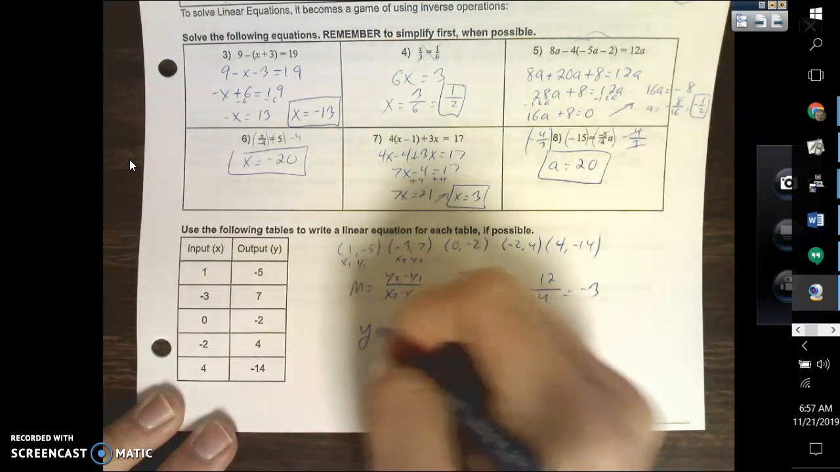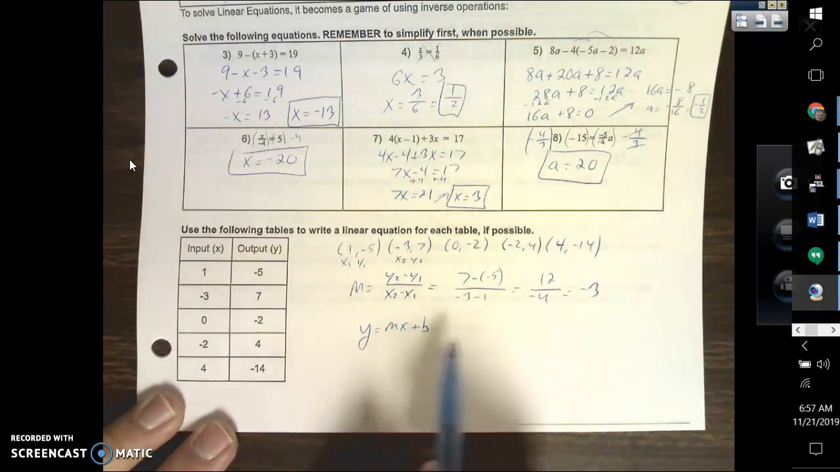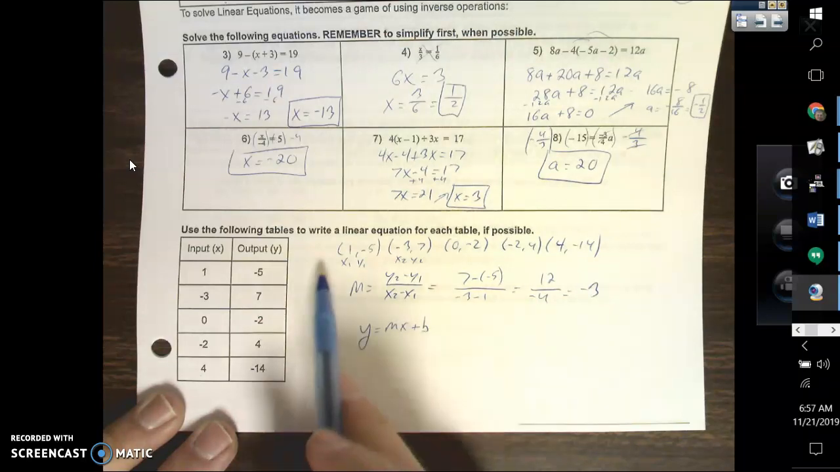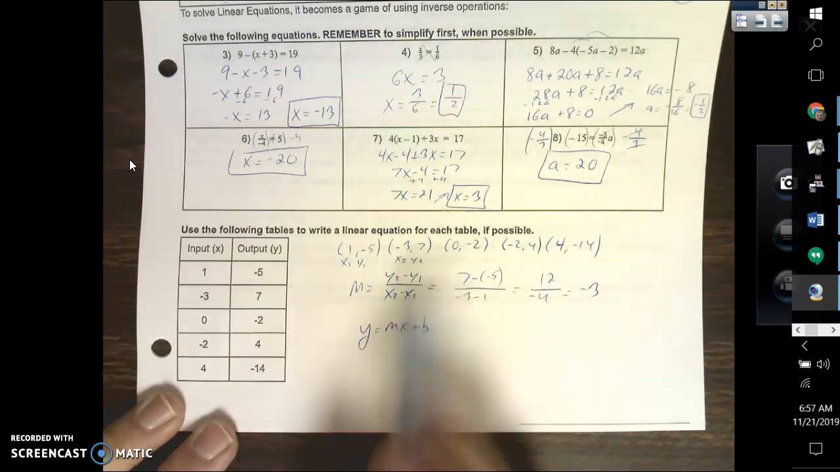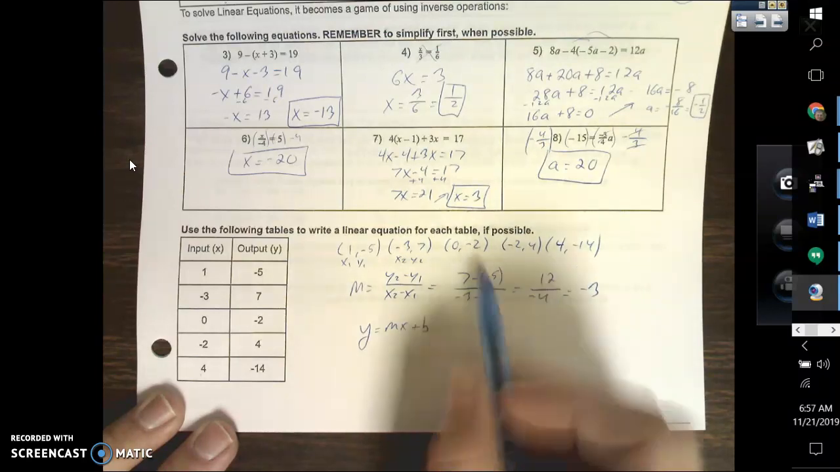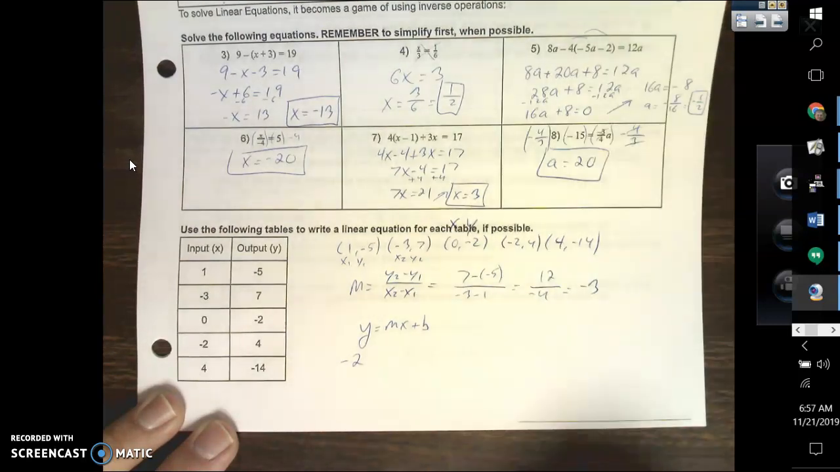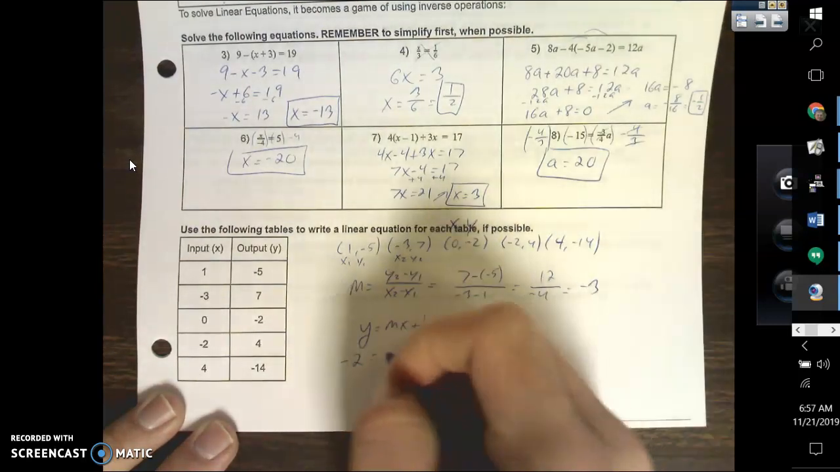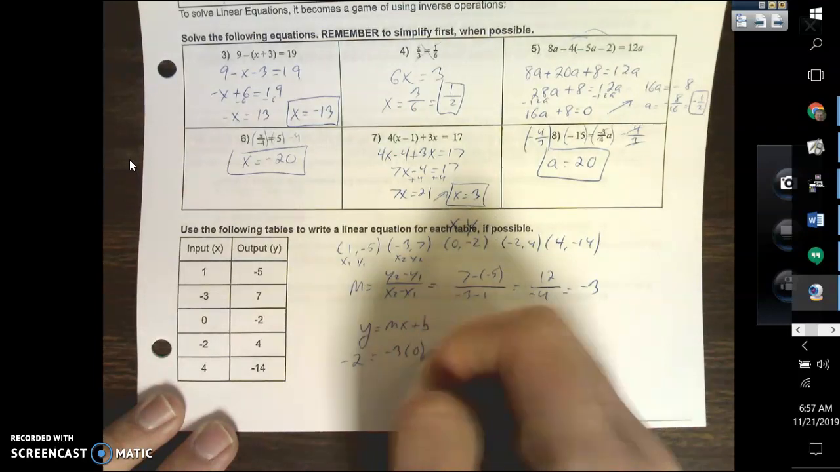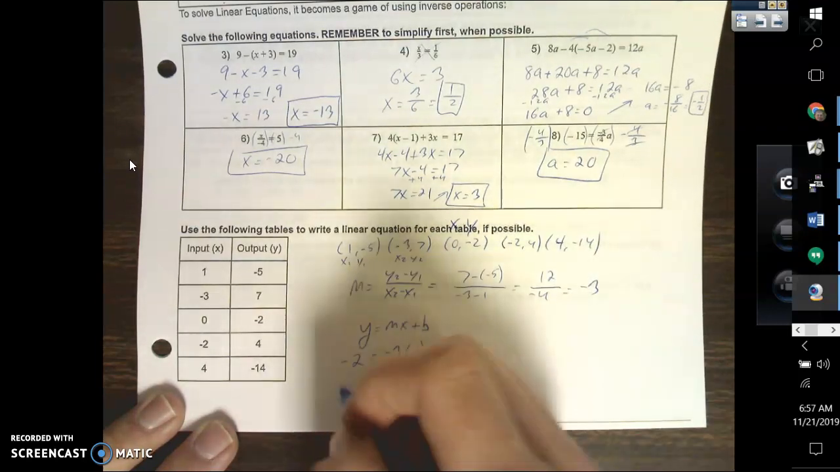Now, this is your slope-intercept form, mx plus b. This is super important. You just found m. You want b. You have all of these x, y's up here. You could pick any of them you want. I'm going to pick this one because it's super easy. Negative 2 goes in for y, equals my m is negative 3, my x is 0, right? Negative 3 times 0 is 0, b equals negative 2.